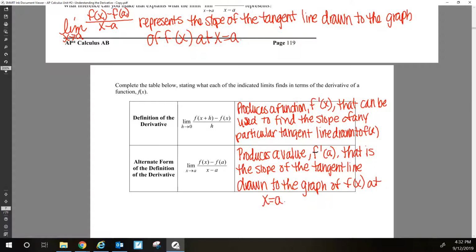So if I were just worried about one point, and I want to know what's the value of the slope of the tangent line at that one point, then I use the alternate form. Otherwise, if I want the equation that's going to tell me the slope of the tangent line at any point, and I can plug in different points for it, then I'm going to use that first definition.